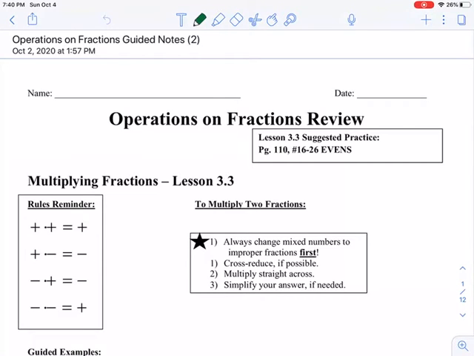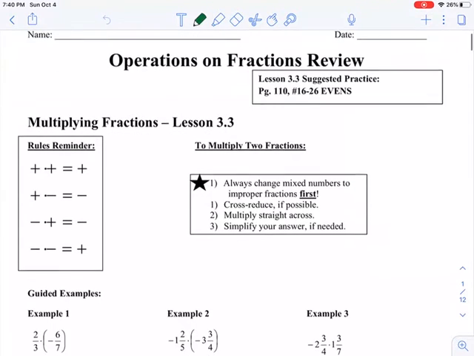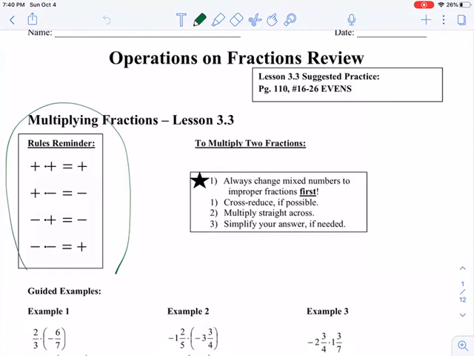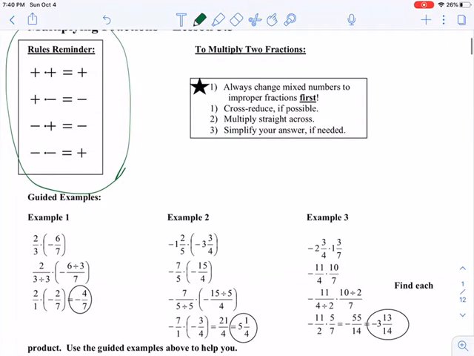Welcome to lesson 3. This is on multiplying fractions in your Operations on Fractions review packet. Just over here is your integer rules reminder because you will see positive and negative in these multiplication problems.